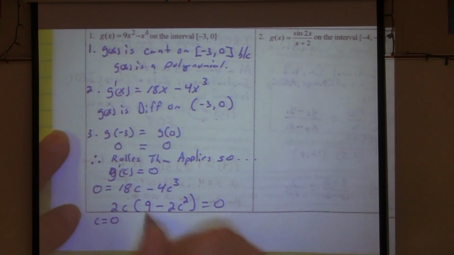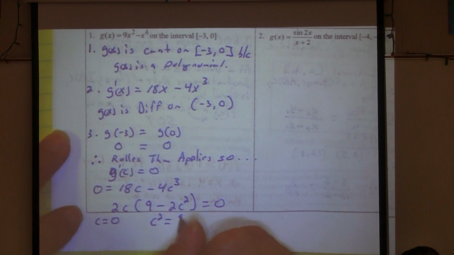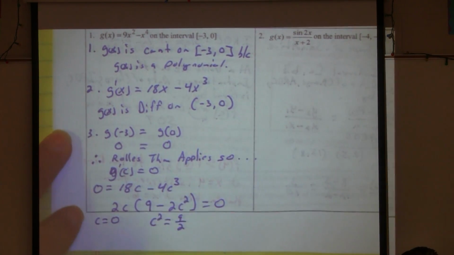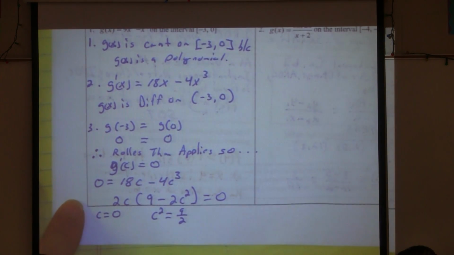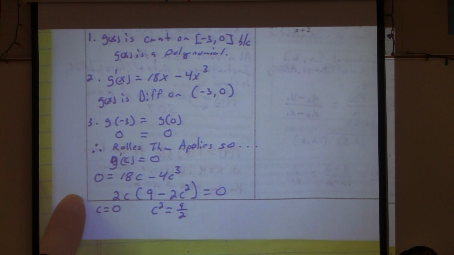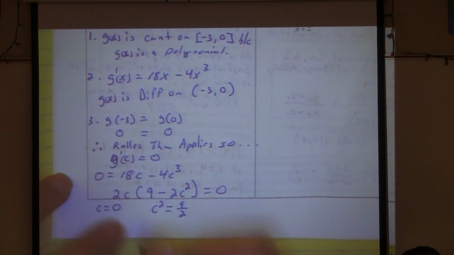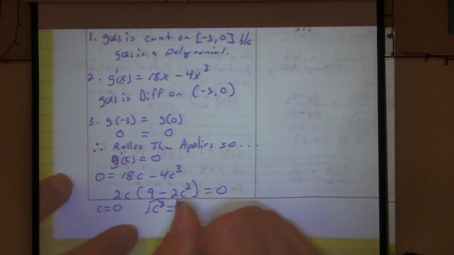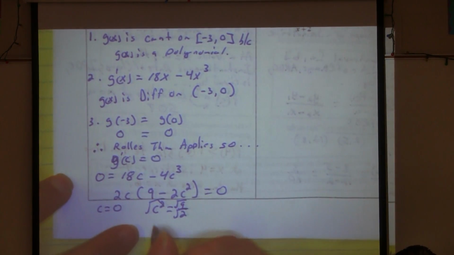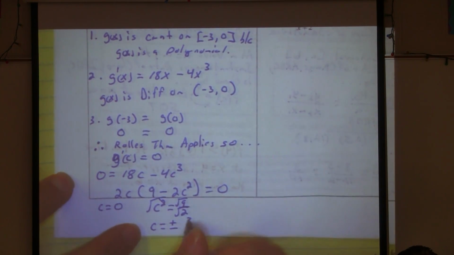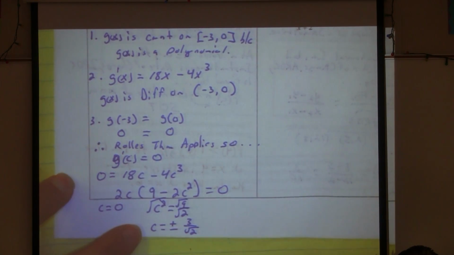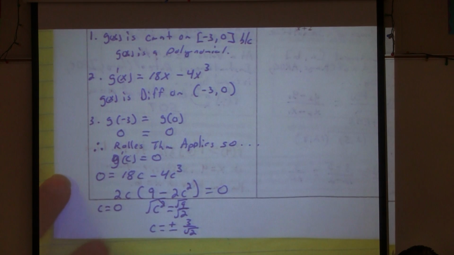Over here I'm going to do minus 9, then divide by -2, so that gives me c squared equals 9 over 2. Are we okay that I didn't show that step? Yeah. Okay, thank you. And then the last thing to do would be to take the square root. So c equals plus or minus 3 over radical 2.